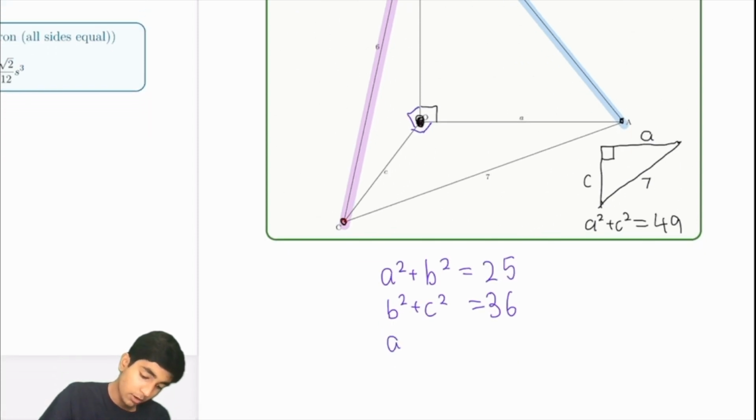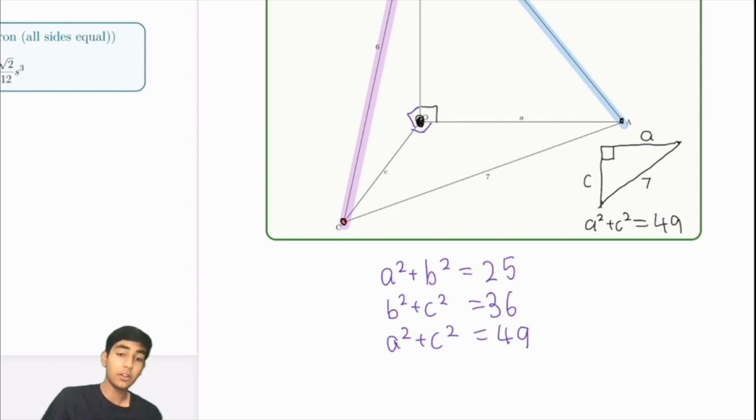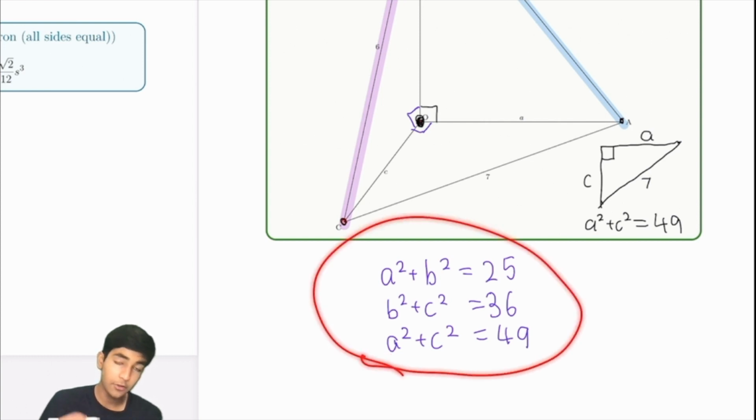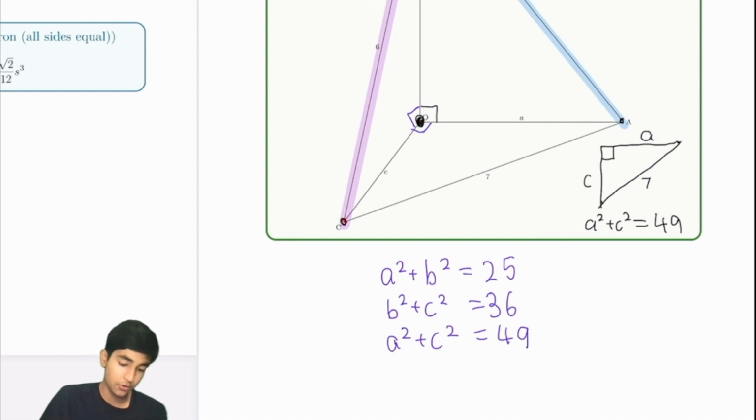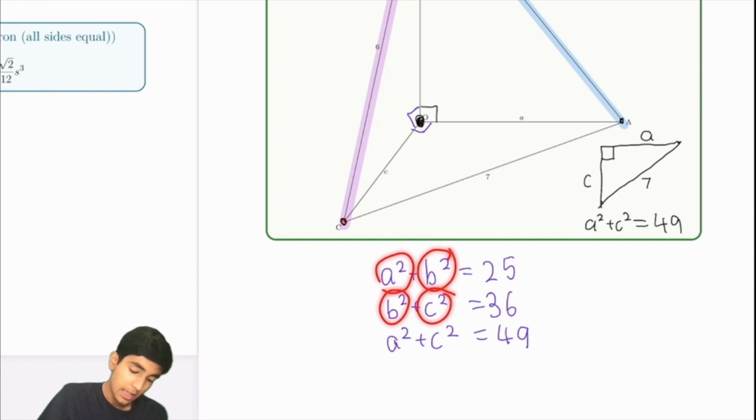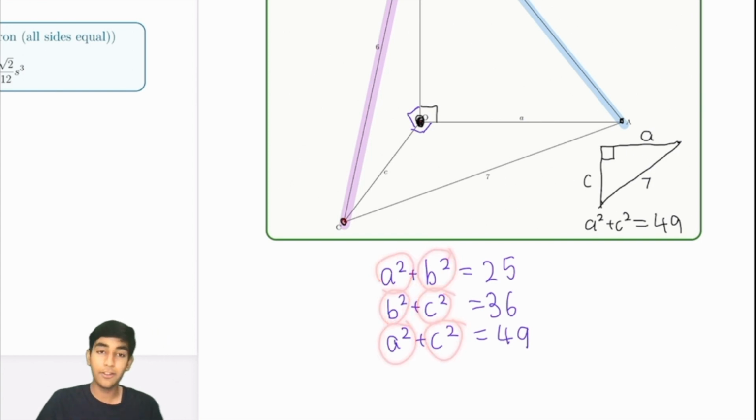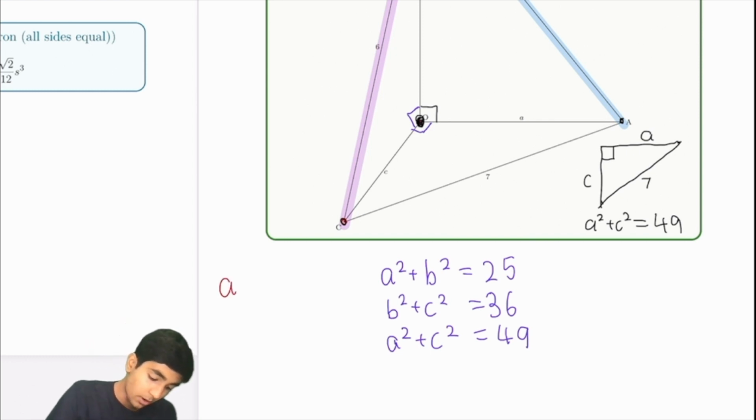And a squared plus c squared is 49. Now, if you remember from the algebraic manipulation video, which is part of the same playlist, Mastering AMC, we realized that when an equation is symmetric, we want to take advantage of the symmetry. And it's symmetric here. AB, BC, AC. This is a symmetric equation. So what we can try and do is find a squared plus b squared plus c squared, because that will help us use the symmetry.